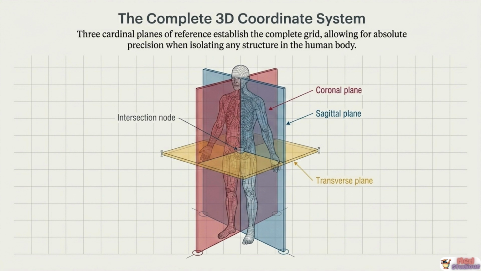A CT scanner generates hundreds of transverse slices. An MRI can reconstruct images in all three planes. A surgeon planning an approach uses this spatial framework to decide exactly where to cut, how deep to go, and what structures lie in each direction. Three planes, one precise grid, infinite clinical applications.